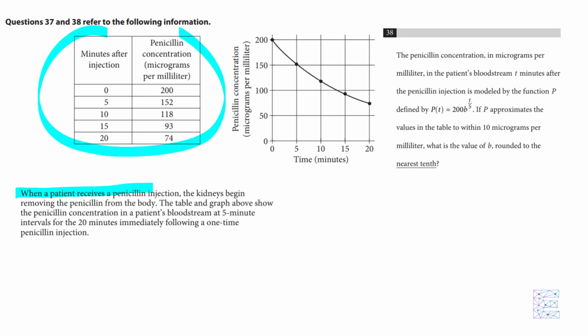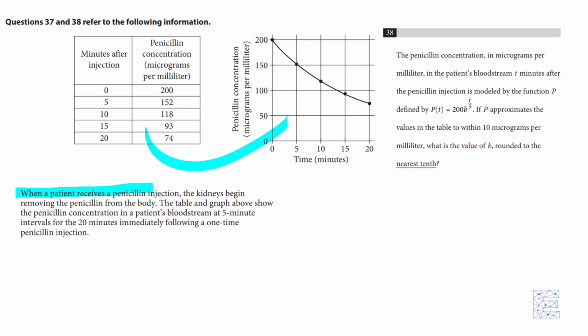This is the table being referenced. The left column has the minutes after injection. The right column is how much penicillin is left in micrograms per milliliter. On the right, we have a graphical representation of that table.